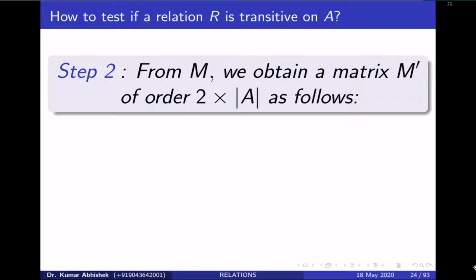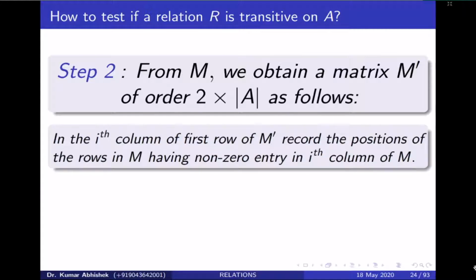Now coming on to step 2, from the matrix M we obtain a matrix M dash of order 2 cross cardinality of A as follows. In the ith column of the first row of the matrix M dash, we record the positions of the rows in M having a non-zero entry in the ith column of M. I repeat, in the ith column of the first row of M dash, we record the positions of the rows in M having a non-zero entry in the ith column of M.